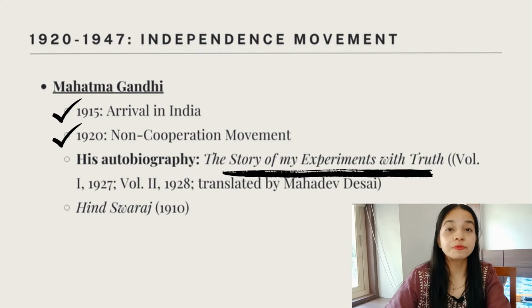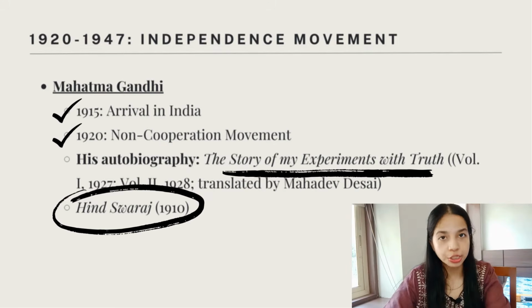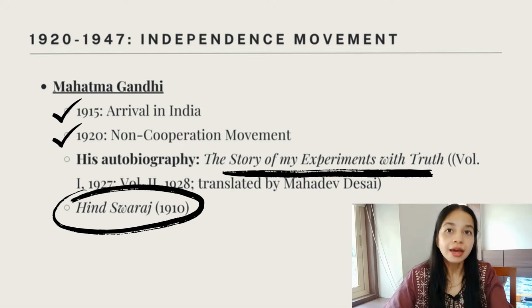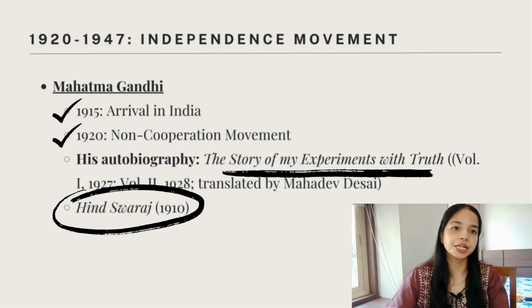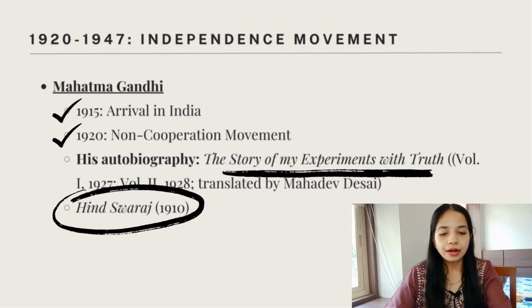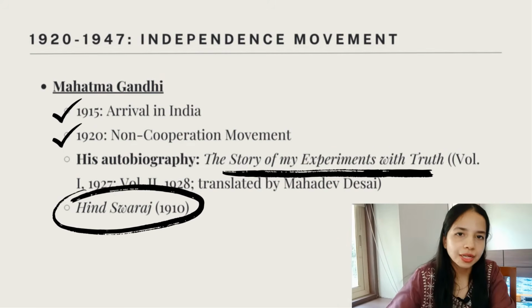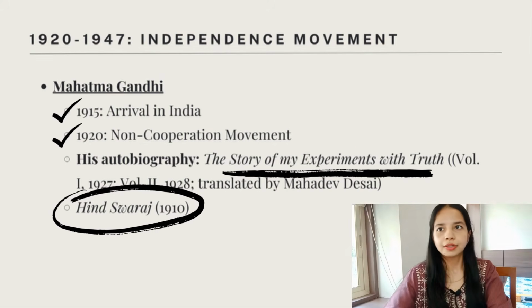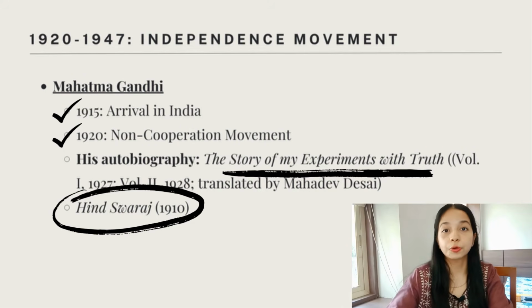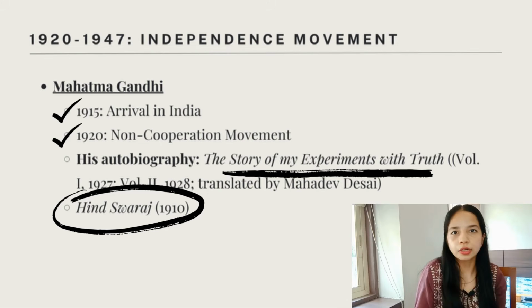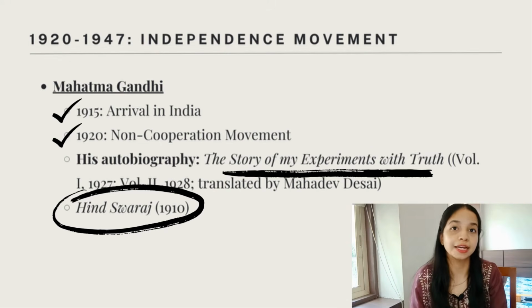At the same time, his first major work was Hind Swaraj, which appeared in columns in 1909. It was originally written in Gujarati and translated by him into English in 1910. Mahatma Gandhi ji was highly influenced by a lot of writers and texts. For example, he was influenced by the New Testament, by Thoreau's essay Civil Disobedience, and by Leo Tolstoy. All of these little details are very important, especially from the UGC NET perspective.